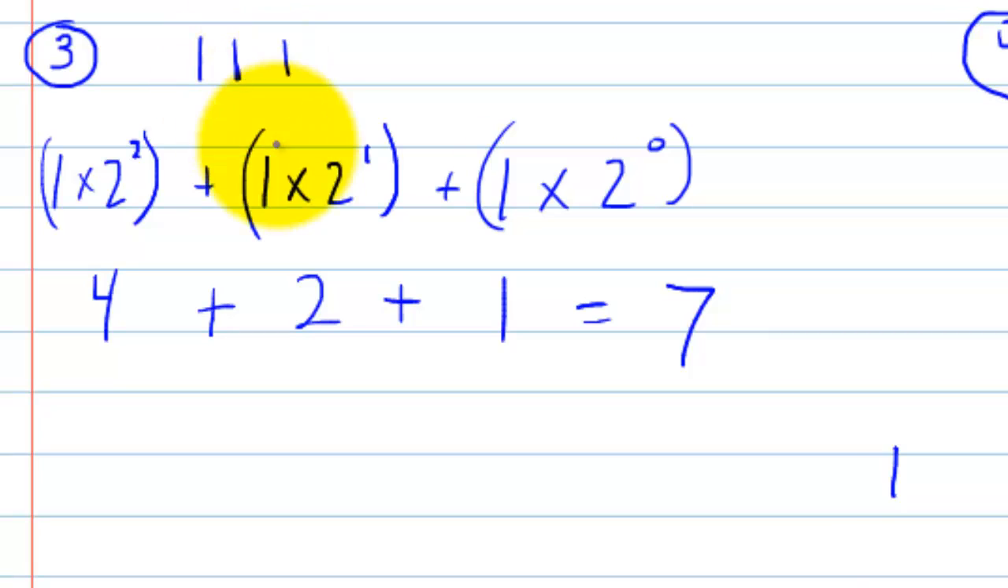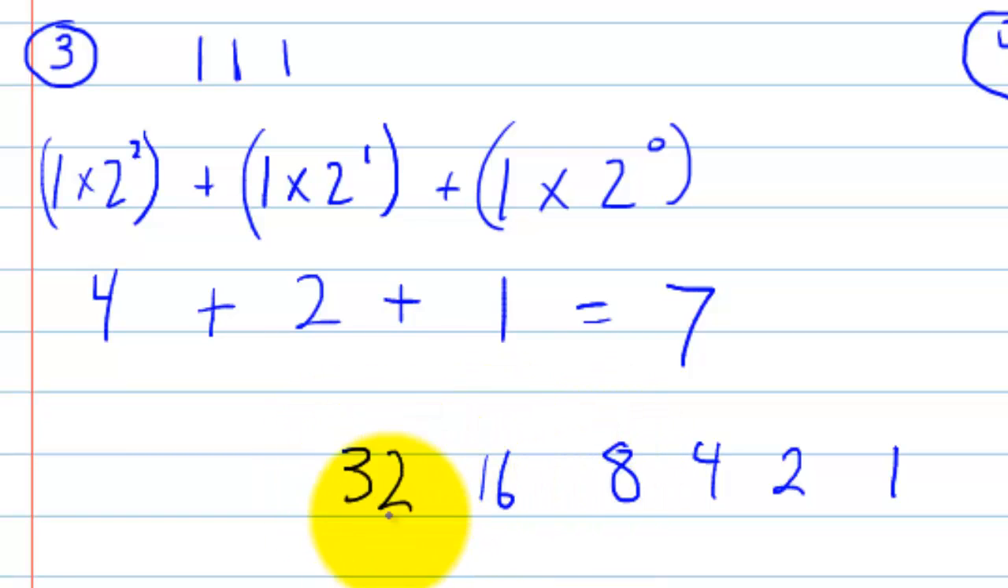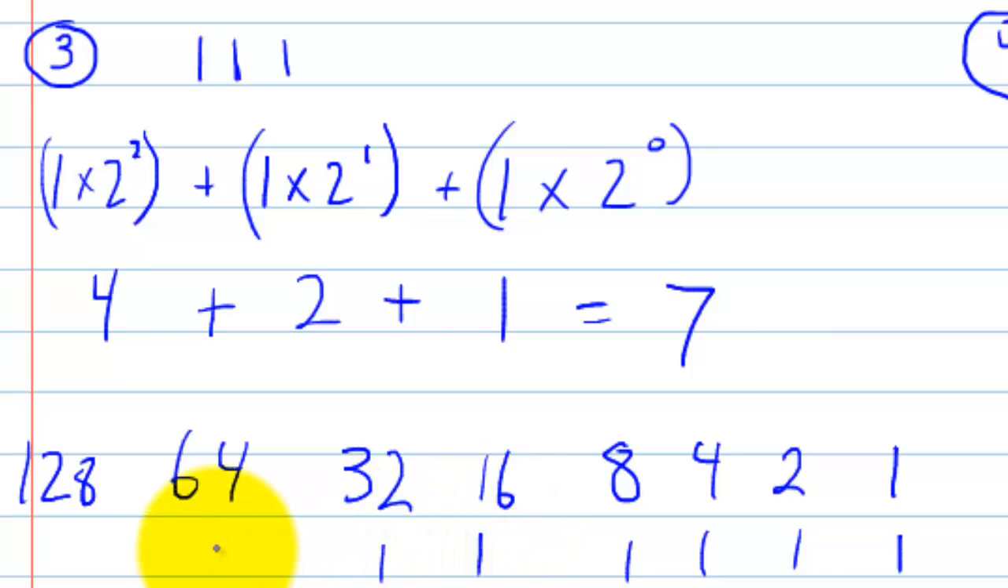This second position represents a 2. This position represents a 4. And if you kept going, like if you had more 1s here, then you would get 8, 16, 32, 64, 128, and well, I'm out of space, but it would just keep going. So this would be a 1, 1, 1, 1, 1, 1, 1, 1.